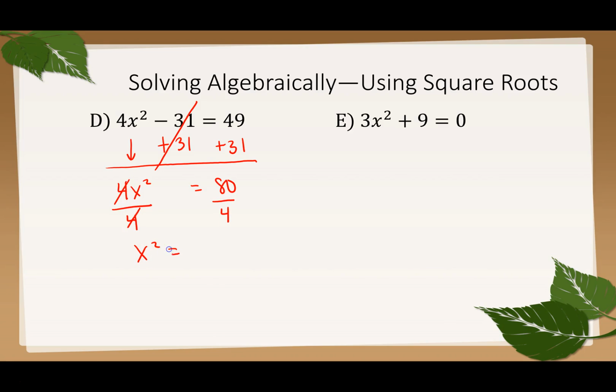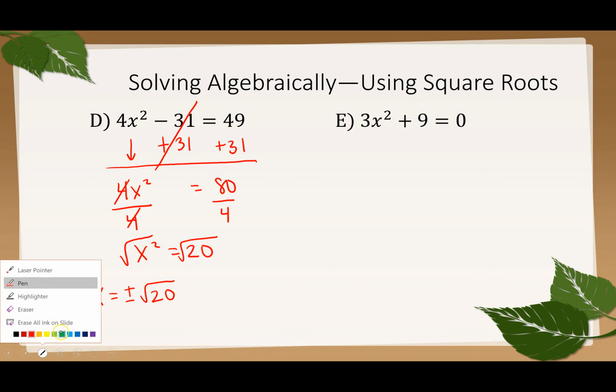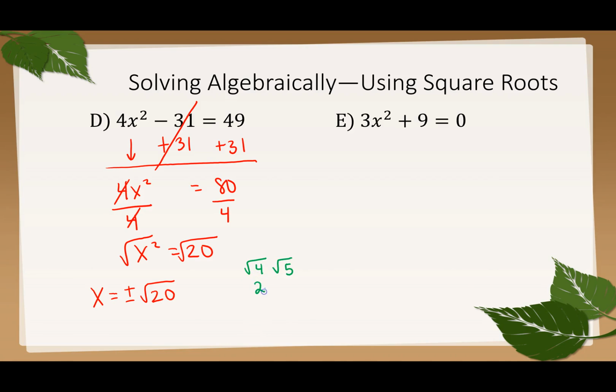x squared equals 20. So I'm going to go ahead and square root this. And I get the answer x equals plus or minus the square root of 20. Well, let's break the square root of 20 down because we know how to do this now. So the square root of 20 is going to be the square root of 4 times the square root of 5. Well, the square root of 4 is 2, and then root 5.